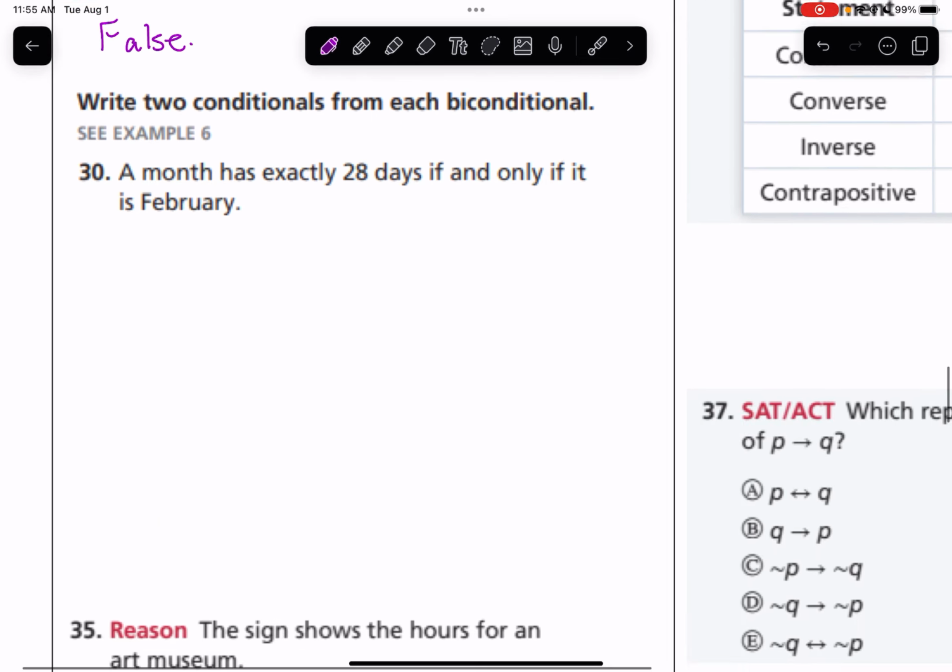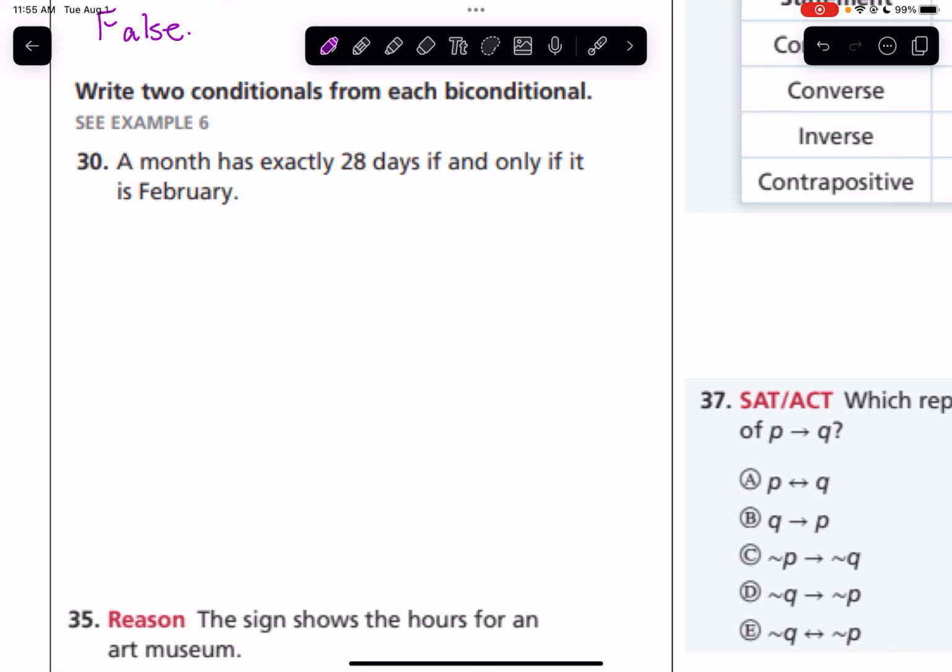Down here, we want to take this biconditional, and we want to write both conditionals that we could write from the biconditional. So we'll take the hypothesis as the first part and the conclusion as the second part. Then we can also switch it around and we can say, what if the end of this is the hypothesis and the beginning is the conclusion?